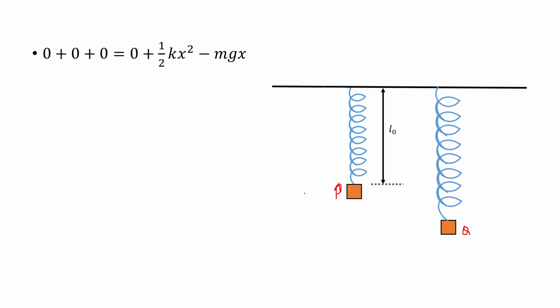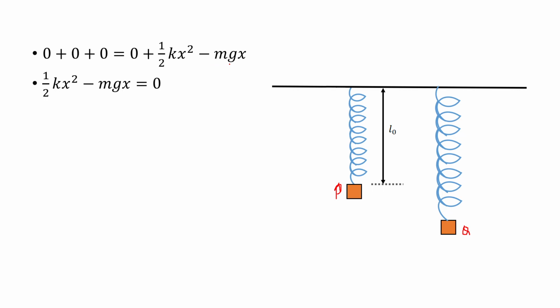When we write conservation of energy, because here both the gravitational field and the spring force are conservative in nature, the total energy remains constant. Kinetic energy will be zero because it is released from rest. Potential energy of the spring is zero because there is no extension in the spring, and I have taken the datum at P, so gravitational potential energy is also zero. That equals the energy at position Q, where kinetic energy is zero because the block will be momentarily at rest. Potential energy will be half kx square, where x is the extension in the spring, and minus mgx is the gravitational potential energy, since we have taken P as the datum.